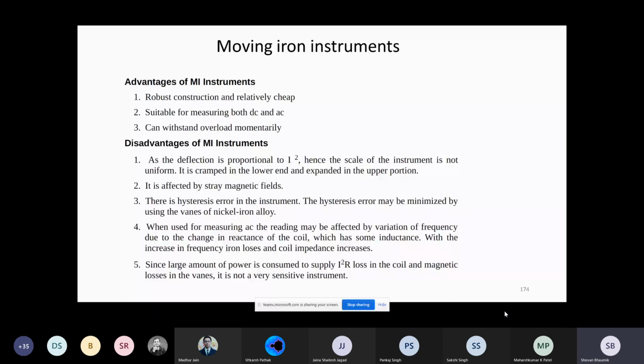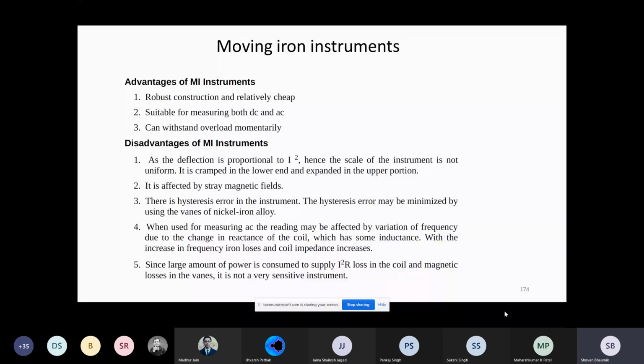If it is the square, that means it is cramped in the lower end and sparse or expanded in the upper portion. It is very difficult to see at a glance and read the meter, because the scale is not marked uniformly. The distance between 1 and 2 is not the same as the distance between 9 and 10. So if your meter reading is between 1 and 2, you have to be very careful to see what the exact reading is. And if it is between 9 and 10, you also have to be very careful, because it is not uniform.